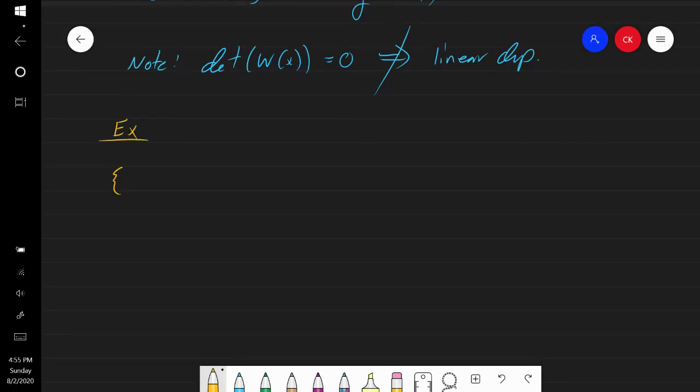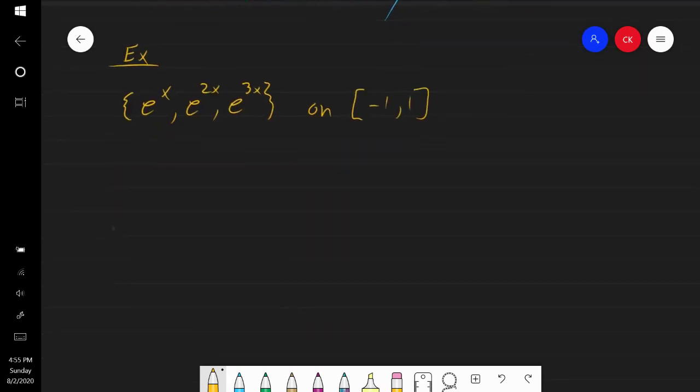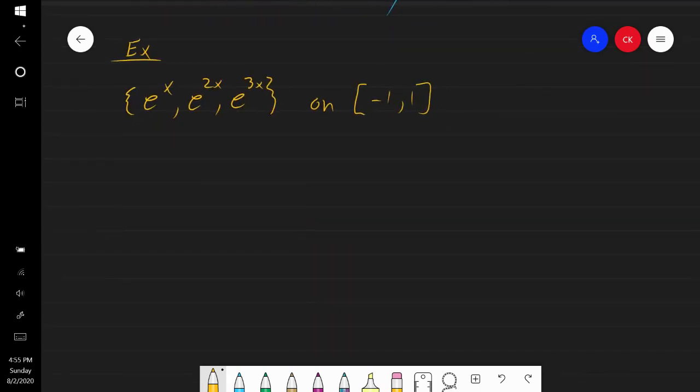So I'm going to take three functions, e to the x, e to the 2x, and e to the 3x. And we're going to do this on the interval from -1 to 1. And what we're after here is, again, to show that these functions are linearly independent. The Wronskian itself is all that we really need. So the first row in the Wronskian comes from taking our functions as they are, e to the x, e to the 2x, e to the 3x.